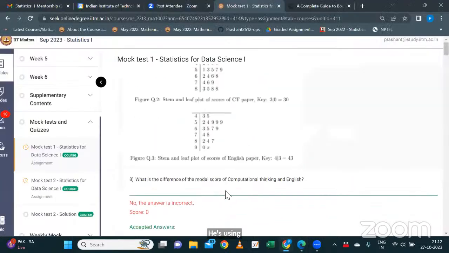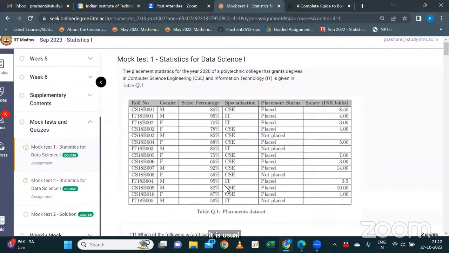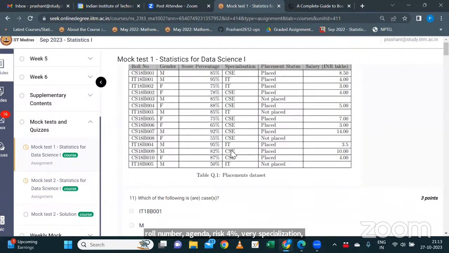Okay, so let's move to the next part. This is the information given to us: the placement statistics for the year 2020 of a polytechnic college that grants degrees in computer science engineering and information technology. The information includes roll number, gender, score percentage, specialization, placement status, and salary in lakh rupees. So first of all, which of the following are oblique cases?